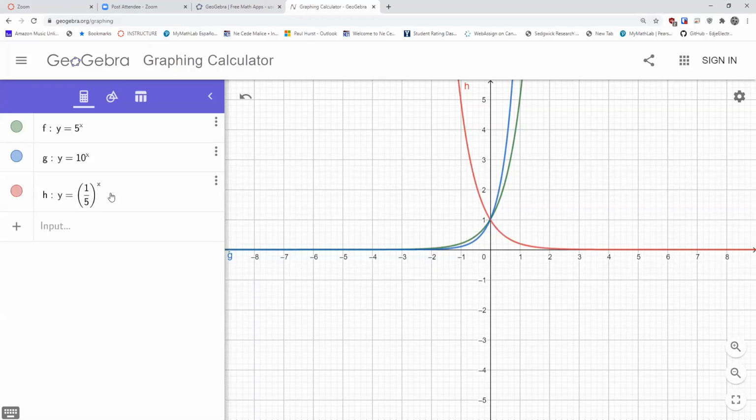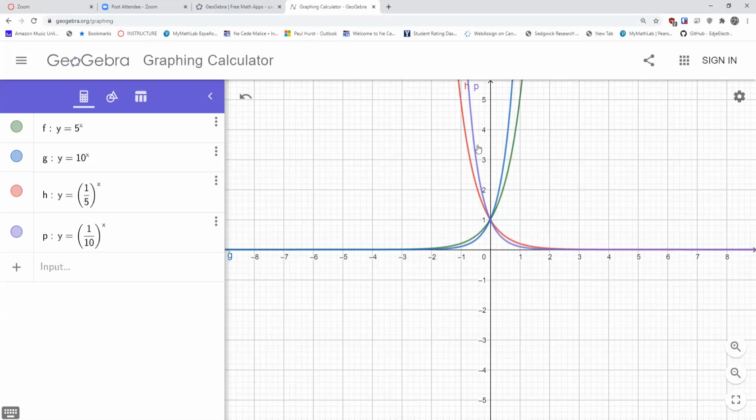One-fifth to the x, and then the last one was y equals 1/10 to the x. Okay, so those are the 4 graphs right there. And so the green one and the red one, which is 5 to the x and 1/5 to the x, those are reflections of each other through the y-axis. They're mirror images of each other through the y-axis. Okay, so just look at that on the graph. I'll try to explain why in a minute.